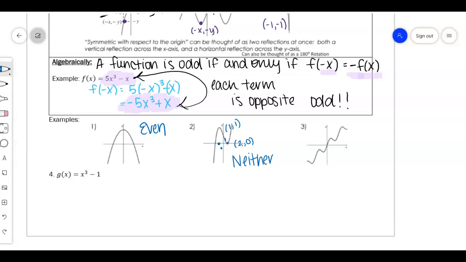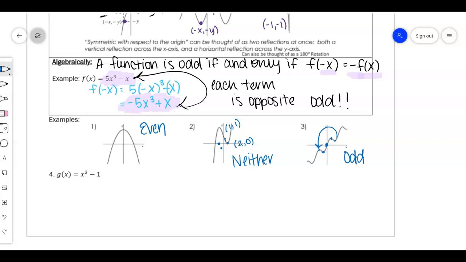For the third one though, this does have rotational symmetry. And so you can kind of see these points that have been mirrored or rotated around. And so this one is considered odd.